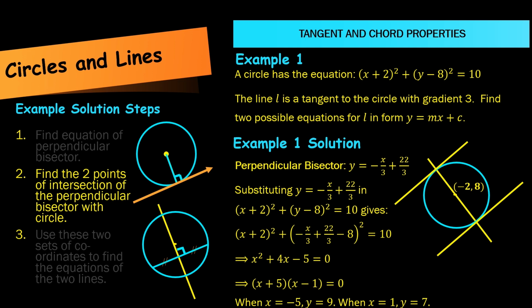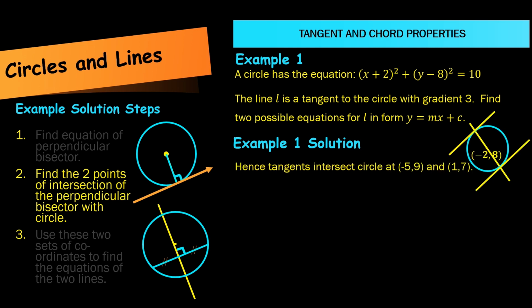And solving gives x = -5 and x = 1. When x = -5, y = 9. We've substituted in the formula y = -x/3 + 22/3. And similarly, when we have x = 1, y = 7. And therefore the tangents intersect the circle at (-5, 9) and (1, 7).